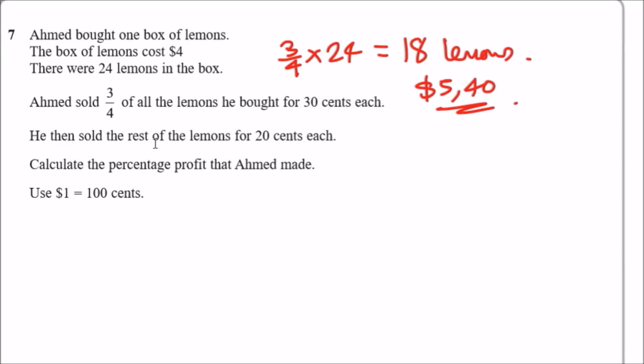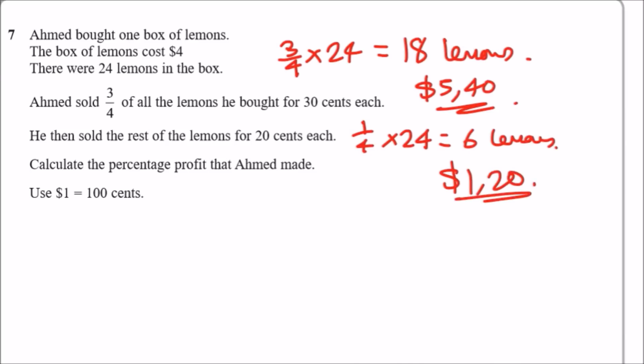He then sold the rest of the lemons. So the rest means the remainder, which is, if there's 3/4, the remainder must be 1/4 for 20 cents each. So 1/4 of 24 would give us, well, 6. And he sold the rest for 20 cents each. So we can just say 20 cents times 6 lemons. Well, that should give us 120 cents or $1.20.